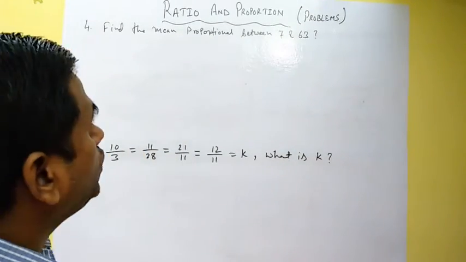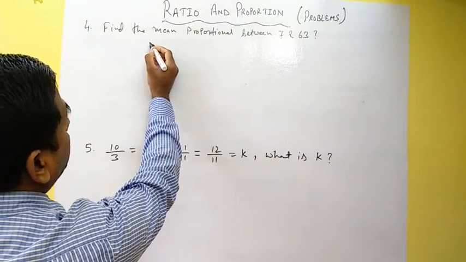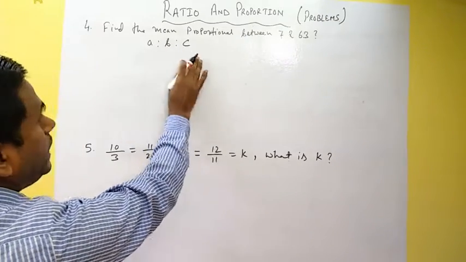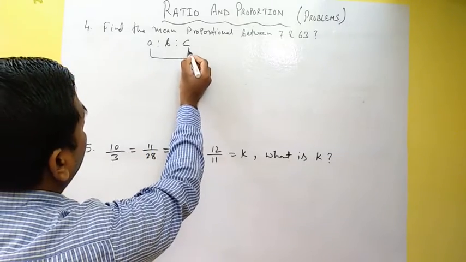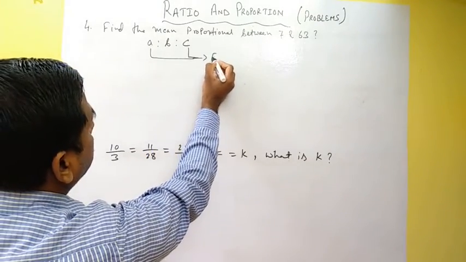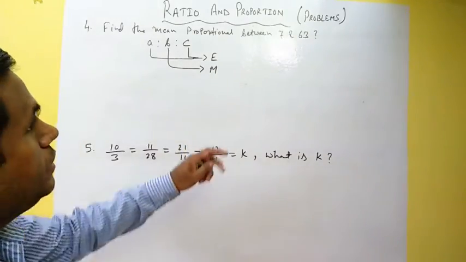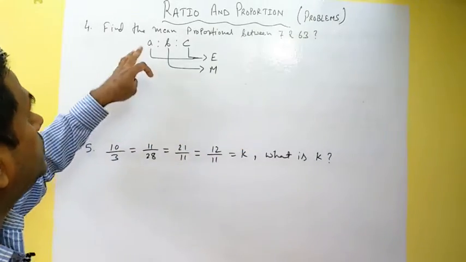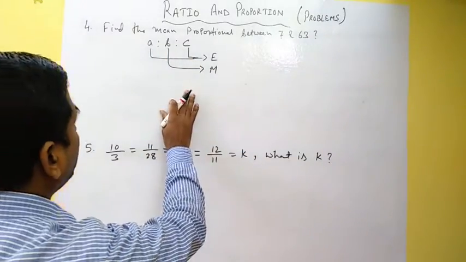So in the previous video, we have learned what is mean, right? So similarly, if I write here A is to B is to C, so A and C are called extremes, where B is called the mean, right? So here two extremes are given, 7 and 63. It is asking us to find the mean. So how can we find the mean?